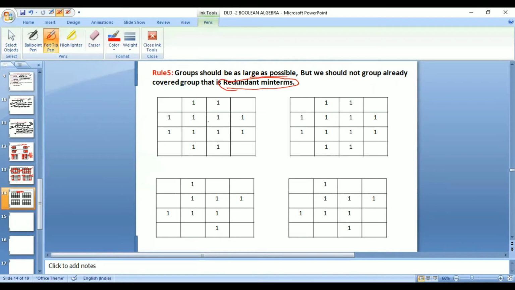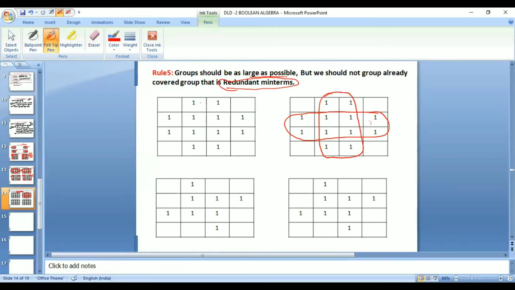So the best way of grouping this one means these 4, for these 8 and this 8. This is the correct way to group the minterms.